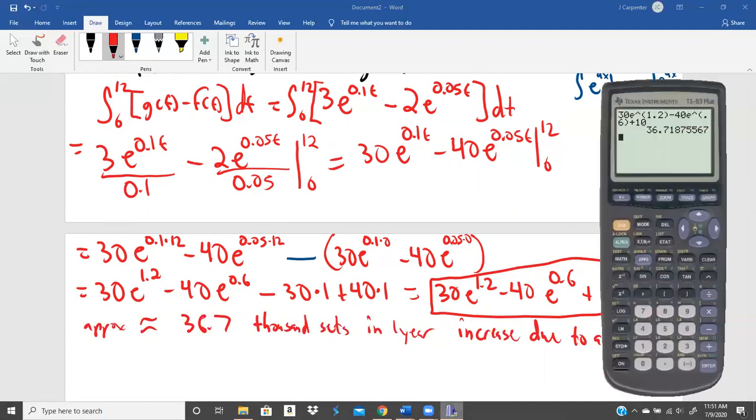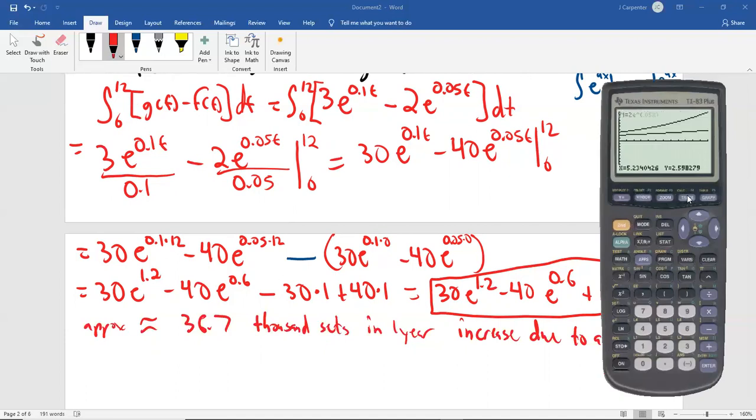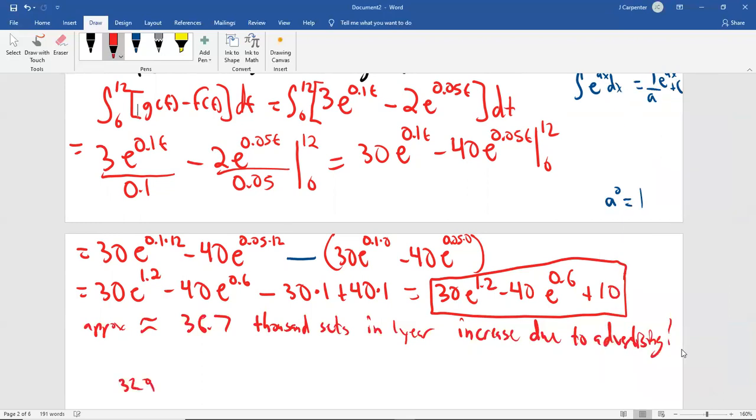If you wanted to know them independently, second calc 7. And I can use the up and down to switch between them. So let's do the 2 first. So this is the no advertising curve. It's a lot less steep. It's not growing as quickly. It's lower because advertising helps. So let's go from 0 to 12. And that area is 32.9. I'm just going to write that for a second, 32.9, to hold on to that.